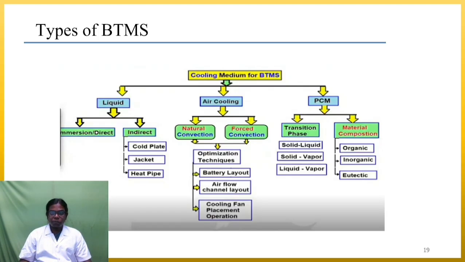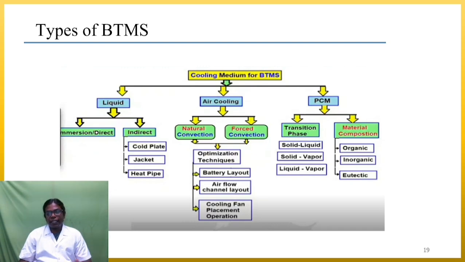Air cooling: natural convection and forced convection. The two types of convection are there. Optimization techniques: battery layout, airflow channel layout, cooling fan placement and operations. And PCM: phase transition, material decomposition. So solid to liquid, solid to vapor and liquid to vapor.